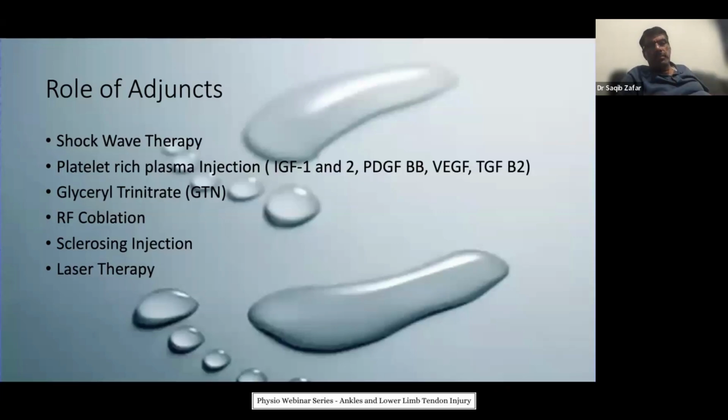Shockwave therapy, there's considerable evidence again that it helps. Basically, it's an impulsive therapy used, which again creates micro tears, brings vascular infiltration, brings the platelets, and then all the healing factors. Injection of platelet-rich plasma are becoming popular.